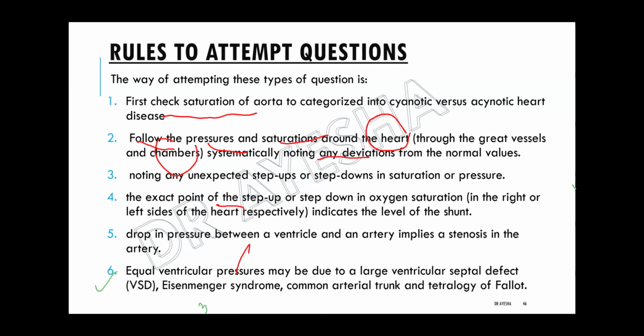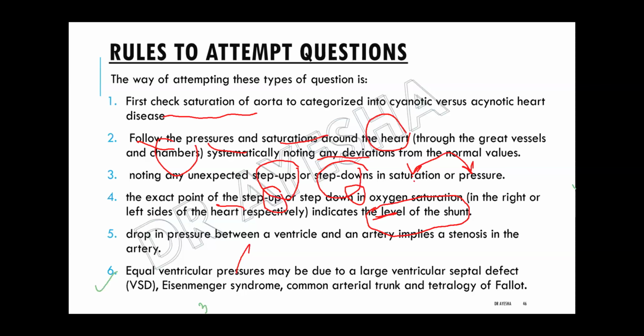Once you have noted the change, check whether there is an increase or a decrease in the saturation in that chamber, or in the pressure. You have to look at saturation and pressure simultaneously. Then once you have exactly categorized the point where the saturation goes up or down, you have to mark that level. If the problem starts at the level of the atrium, then the shunting is at the level of the atrium.